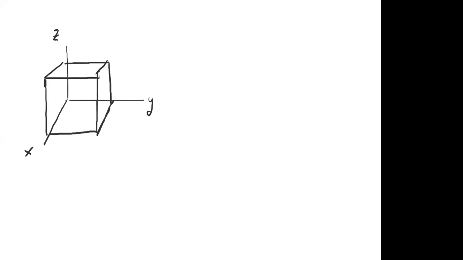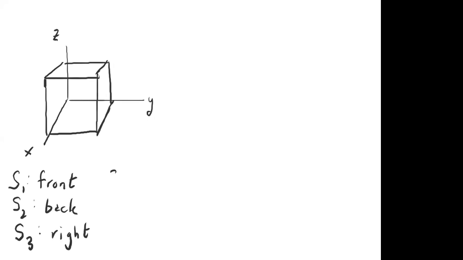And I want to give these sides numbers. So in fact, S1 will be the front part of the cube. S2 will be the back. S3 will be the right-hand side of the cube. S4 will be the left-hand side. S5 will be the top. And there's a bottom to this cube, S6, but in this problem, I'm not worried about that.